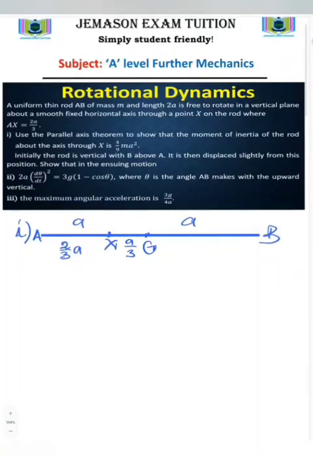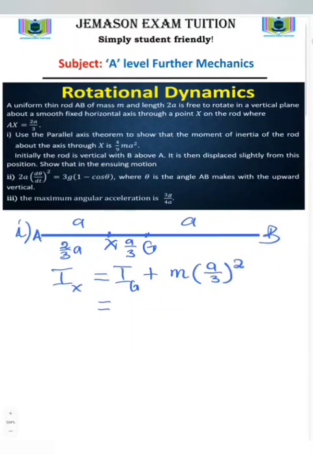So by the parallel axis theorem, the moment of inertia through the axis X should be equal to the moment of inertia through the center G plus the mass of the rod, which is simply given as m, times the square of the distance between the center of the rod and the axis at X. That distance is a over 3. So a all over 3 all squared.